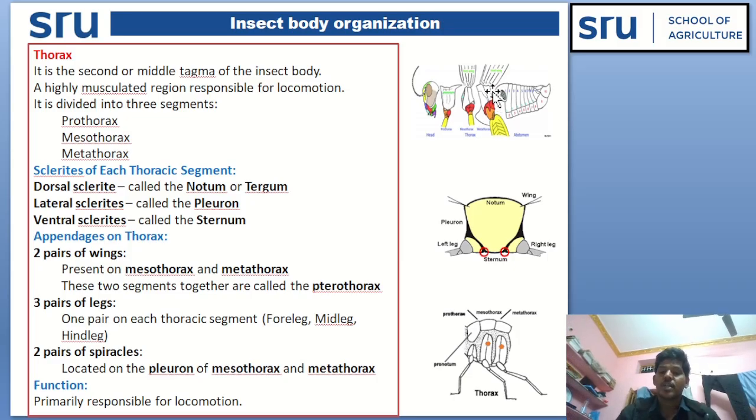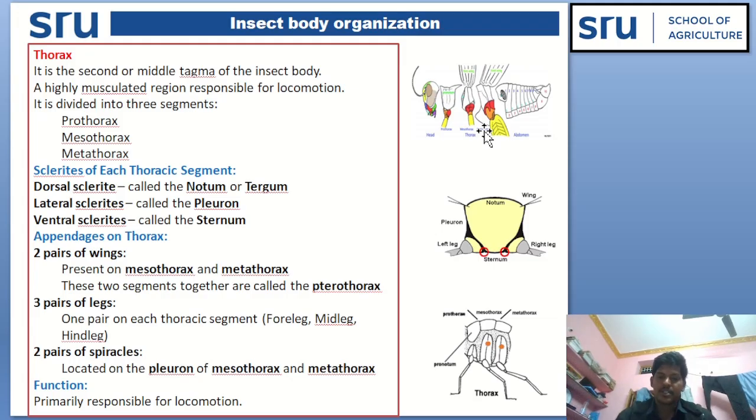Sclerites of each thoracic segment: the dorsal sclerite is known as notum or tergum, the lateral sclerites are known as pleura, and the ventral sclerite is known as sternum.